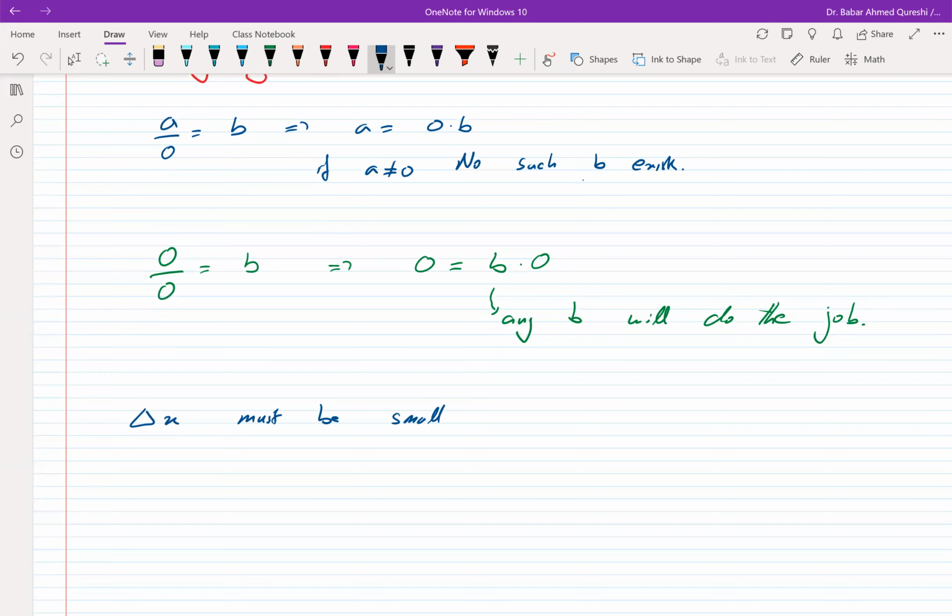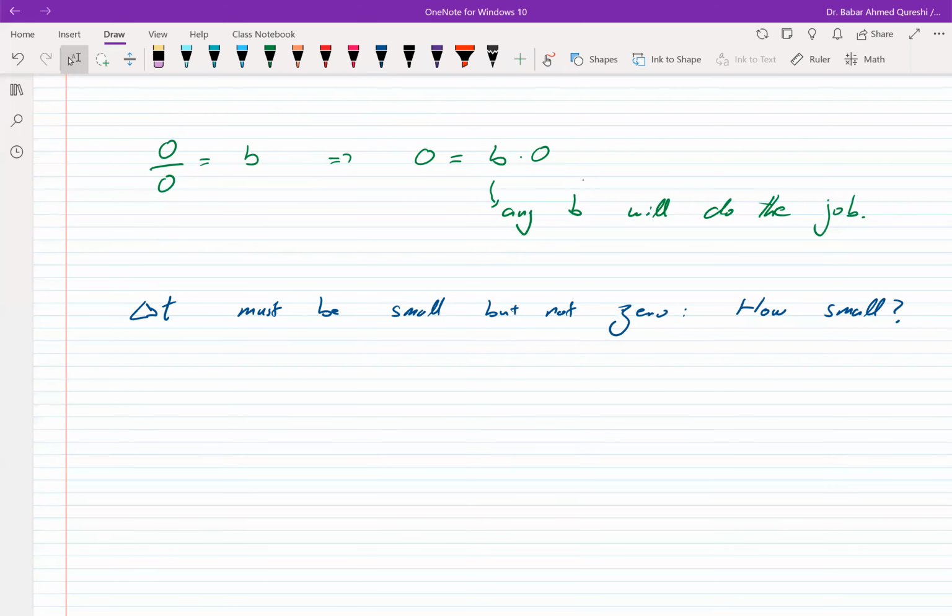because we want to define the speed right at one instant, or at least around one instant, must be small, but not 0. Well, delta t, sorry. Then the question is, how small? And does the answer depend on how small we take?